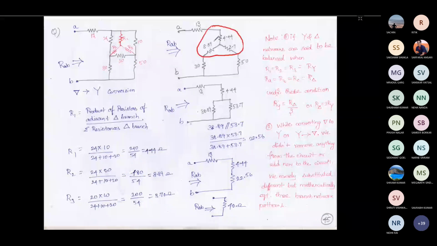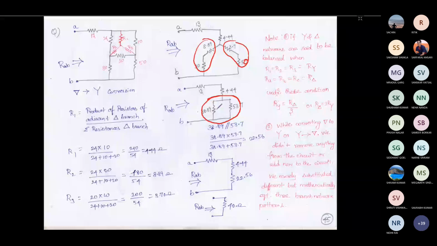Now you can easily solve this problem because here these two are in series, and these two are in series. The equivalent circuit will come like this. Once you find the equivalent of this series combination, 30 plus 8 is 38, and 50 plus 3.7 is 53.7. So these two resistors are in parallel now.